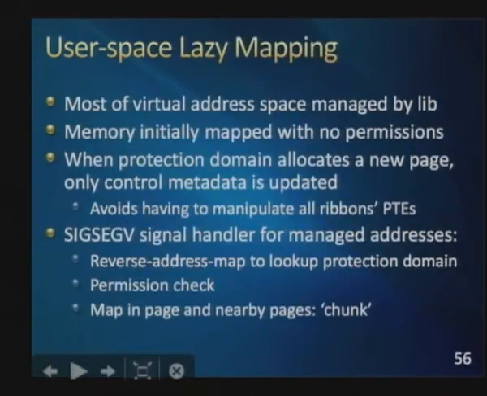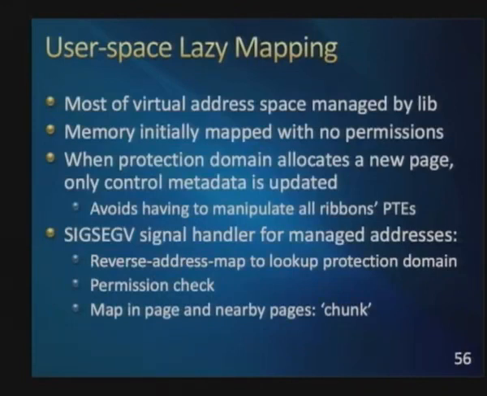So how does this work? How do we make this efficient at runtime? We've got these different ribbons. They have different page table entries, so they each have their own mapping of virtual memory to physical memory pages.